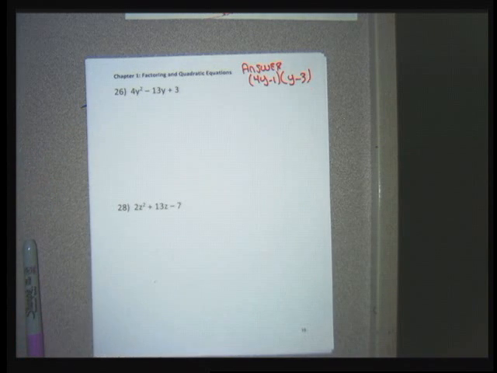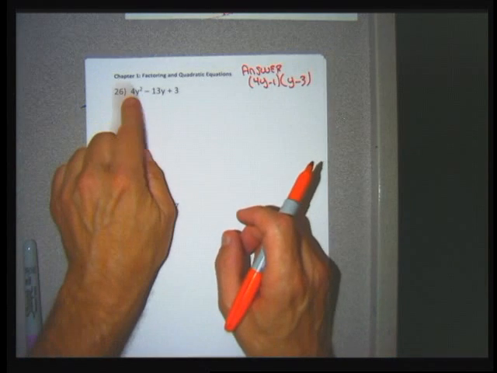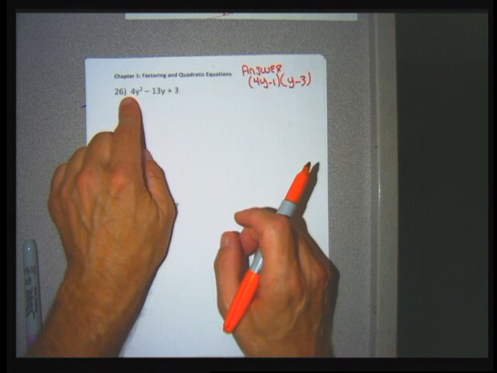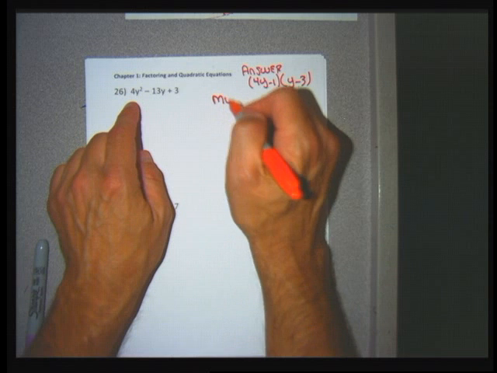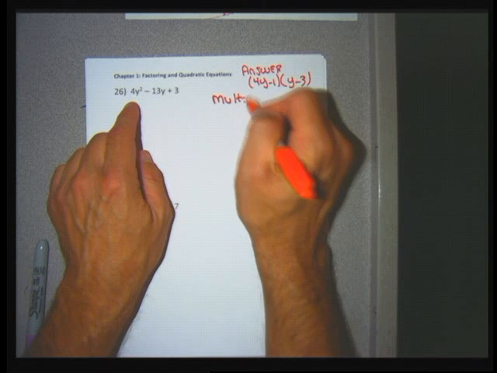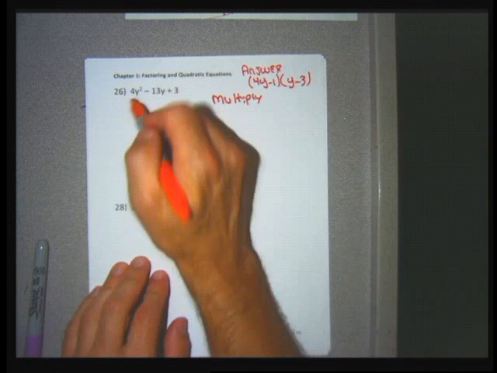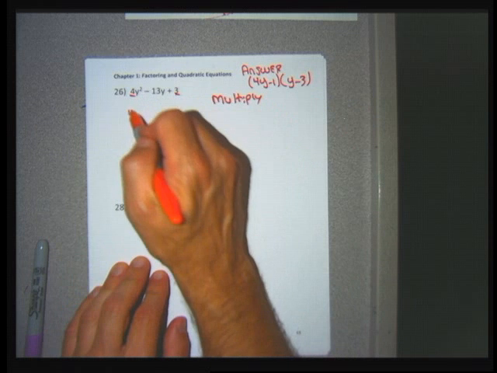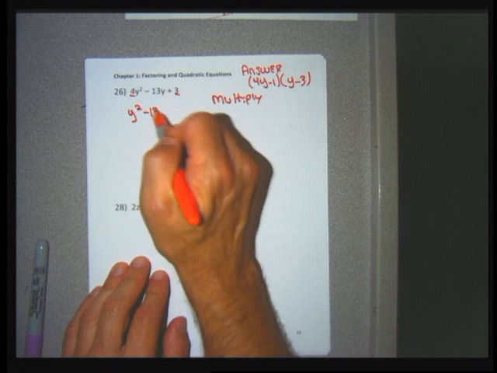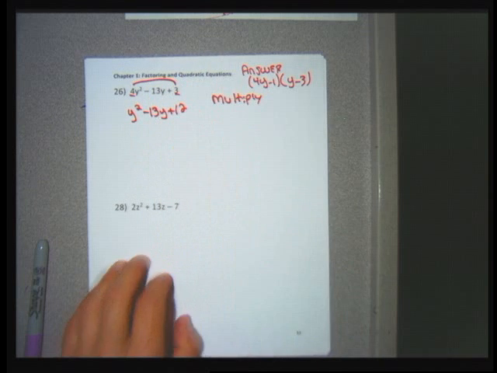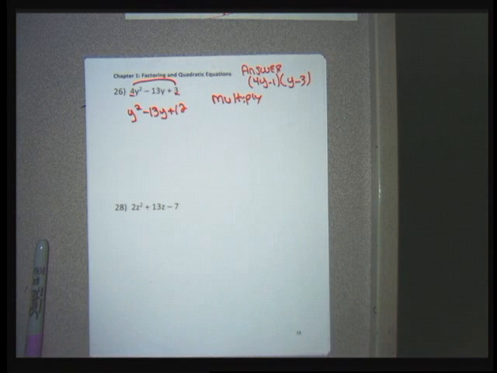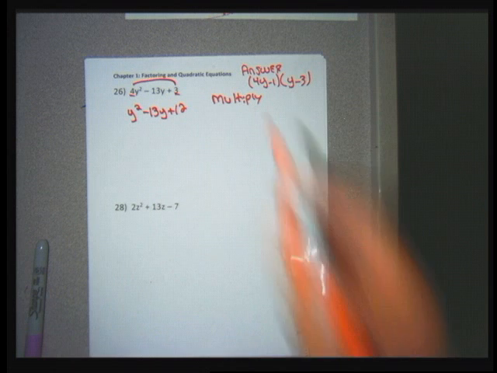So bottoms up. Bottoms up you only use when there's a number in front of the squared term that you can't factor out as a common factor. Step 1 for bottoms up is to multiply. And I multiply this 4 and this 3, I'm going to get y squared minus 13y plus 12. That's just multiplying 4 times 3. Now I go to my template. I need to factor this.